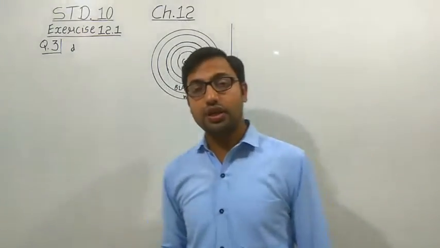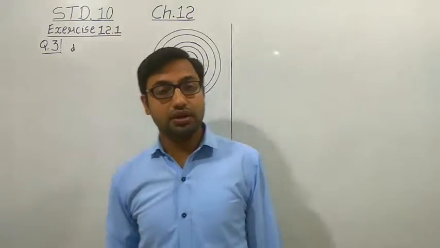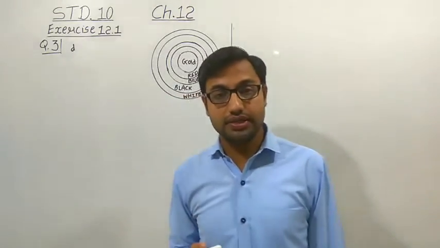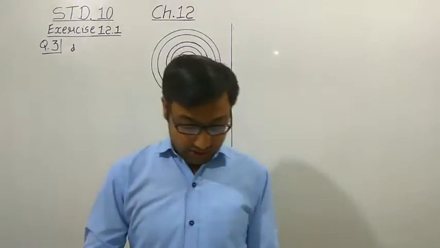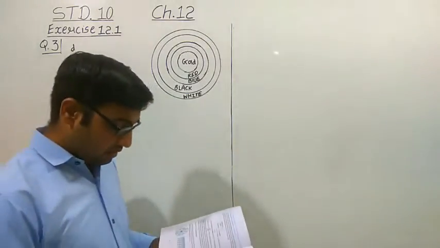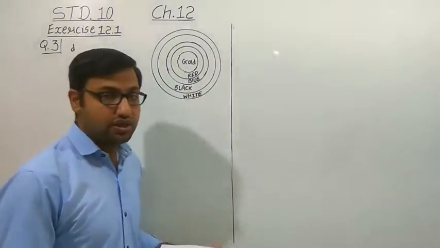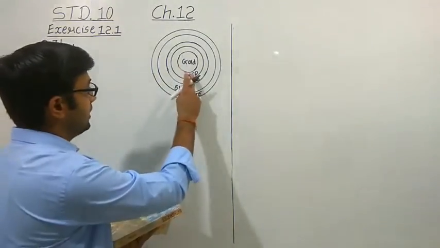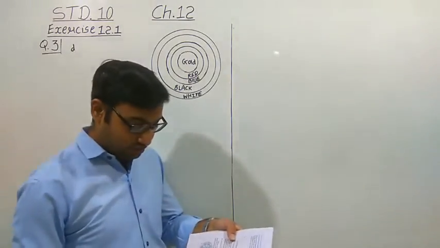Hello students, today we will study question number 3 of exercise 12.1. This is the topic of standard 10 chapter number 12, areas related to circles. So the question is: here we are given an archery target marked with its 5 scoring regions from the center onwards: the gold, red, blue, black and white. These are the 5 regions of the scoring.